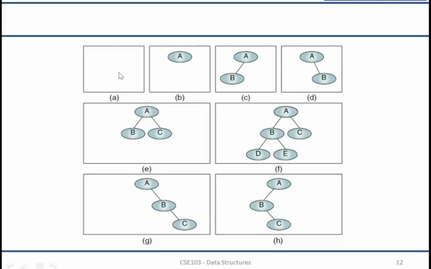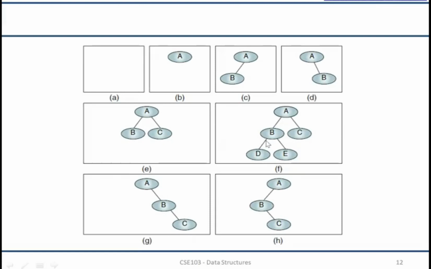The first one, A, is a null tree. If there is no node in a tree, it is called a null tree. Then a tree with only one single node, then two nodes, where only a left child is there. Then example D is again two nodes, only one right child is there. Then example E, a root node with two child nodes, B and C, one left child and one right child, left side node, right side node.